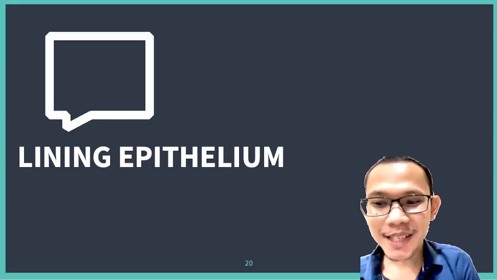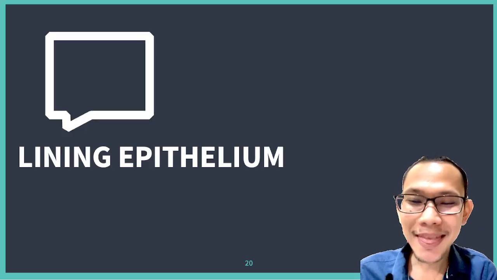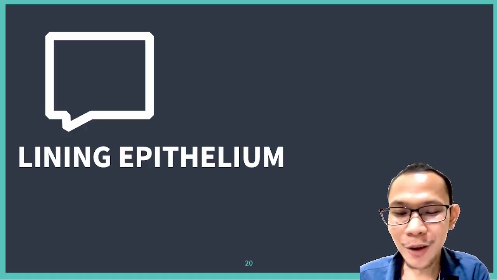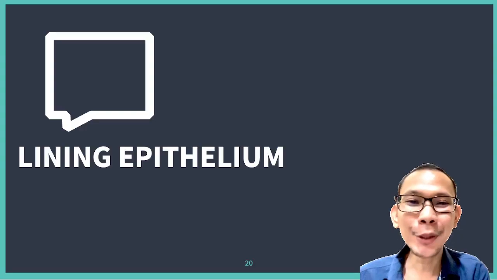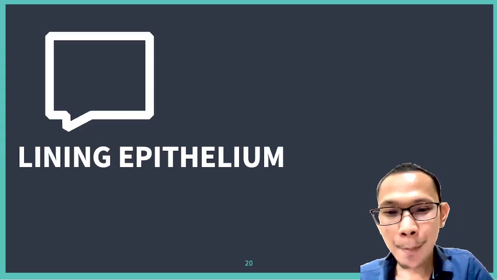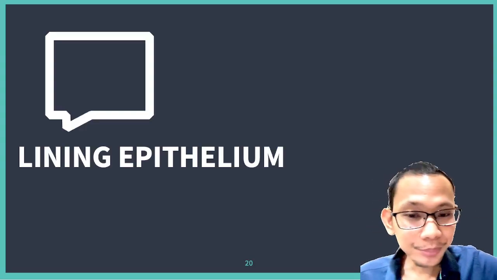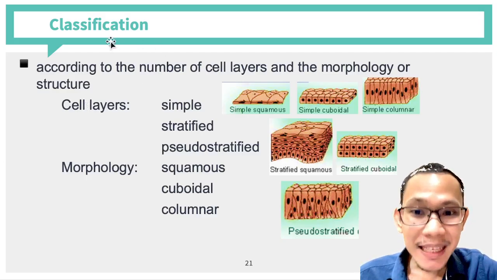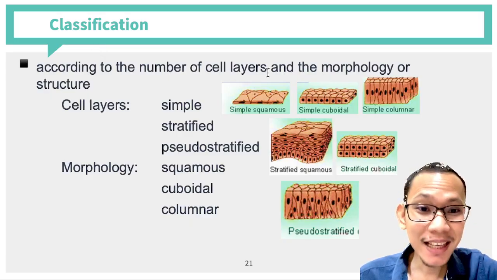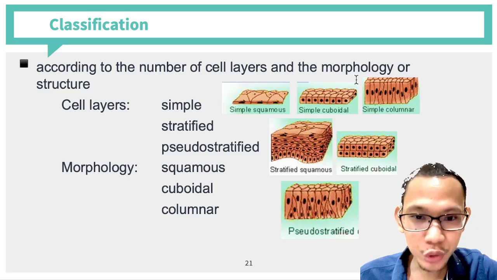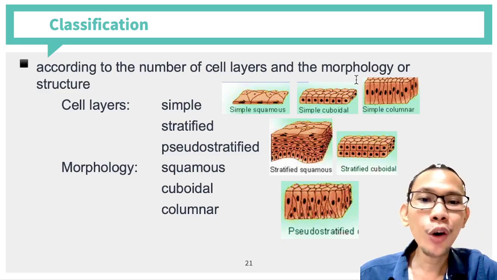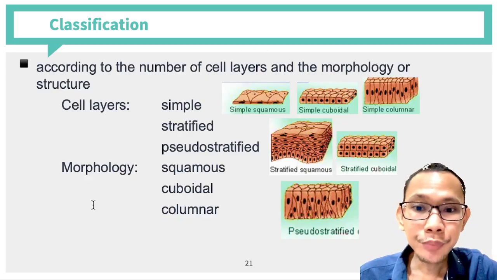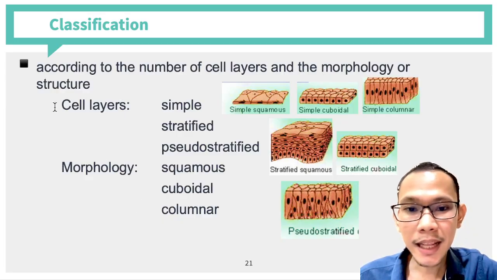Okay, now let's proceed to the different lining epithelium. Tapos na tayo sa introduction. Now let's proceed to our proper discussion of your lining epithelium. Your lining epithelium can be classified according to the number of cell layers and the morphology or structure. First, this is the cell layer. This is the morphology. Unahin muna natin ang cell layer.